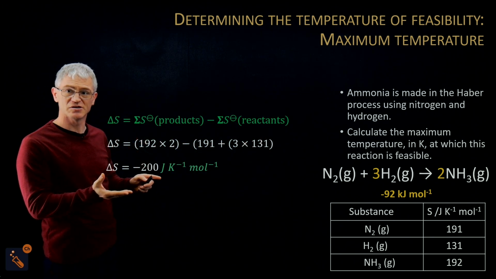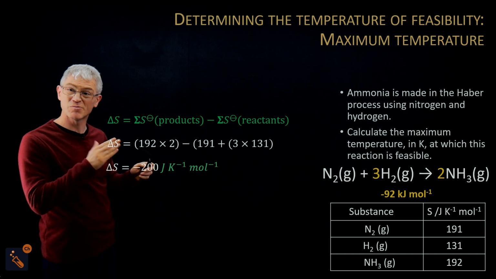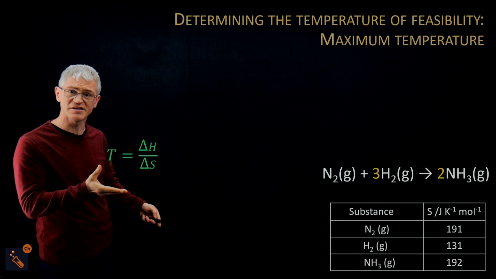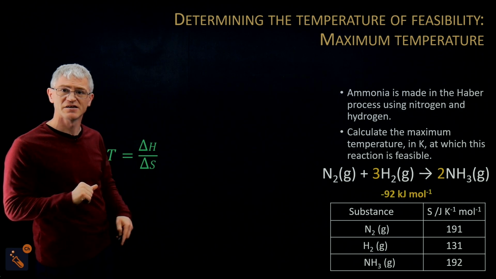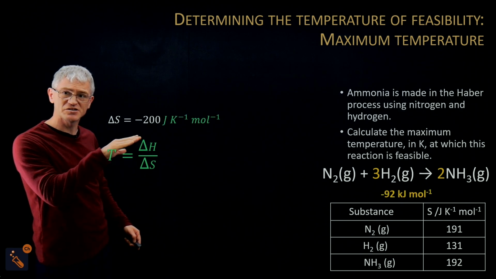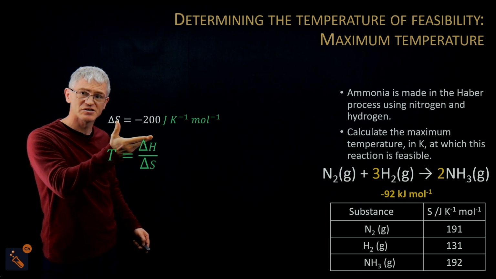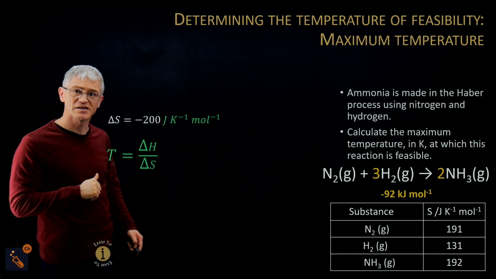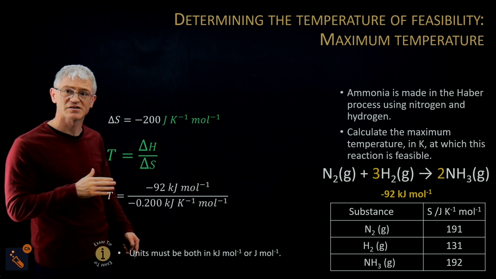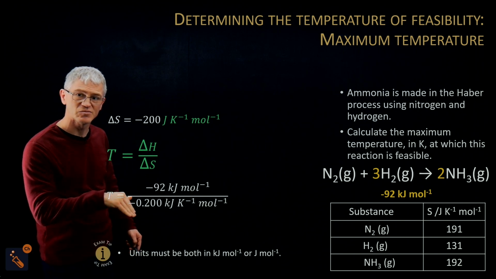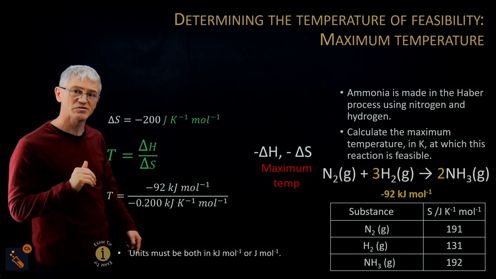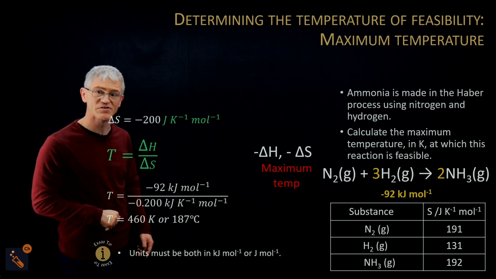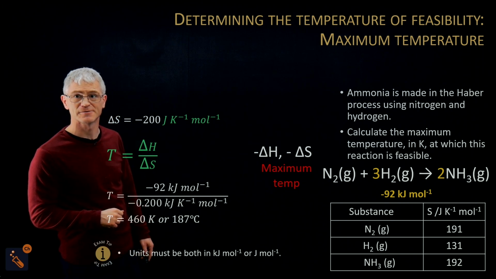Okay, minus 200 is the actual answer. Remember, we're going to change that to kilojoules. If we then do it like this, let's just put that back up again. Okay, and we've got minus 200. The minus 200 is going to have to be changed into kilojoules, so we divide by 1,000. Okay, and the numbers will go in shortly. Okay, and there you go. Minus 92 divided by that, which gives you a temperature of 460 Kelvin or 187 degrees Celsius.